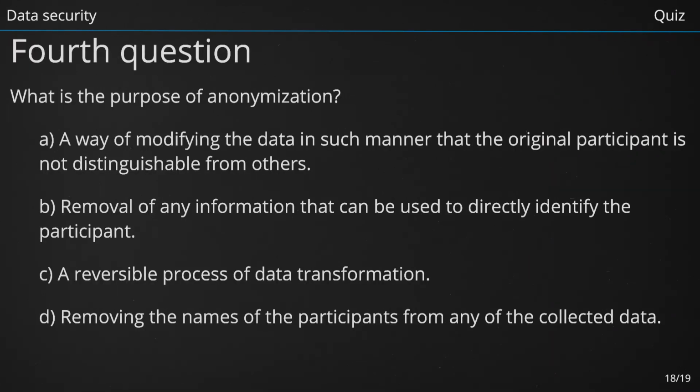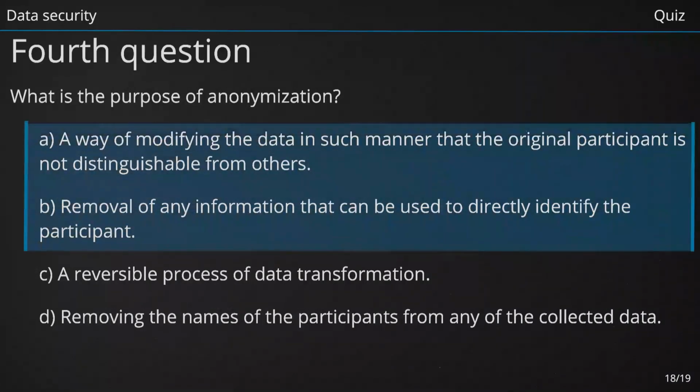What is the purpose of anonymization? A. A way of modifying the data in such a manner that the original participant is not distinguishable from others. B. Removal of any information that can be used to directly identify the participant. C. A reversible process of data transformation. D. Removing the names of the participants from any of the collected data. The right answer is A and B.